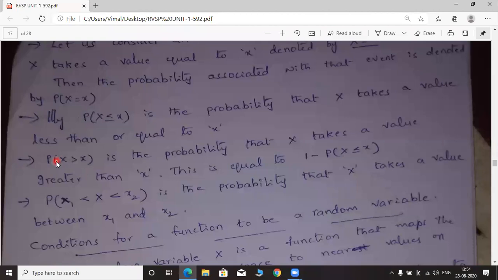Here the random variable capital X is taking the values which are greater than small x. Is it clear? Next, the fourth event is defined as the random variable capital X taking the value in between small x1 and small x2. Only in between the values. The values of x1 and x2 are not included because equal to is not present here. Only less than is present. Okay. So now it is clear, I think.